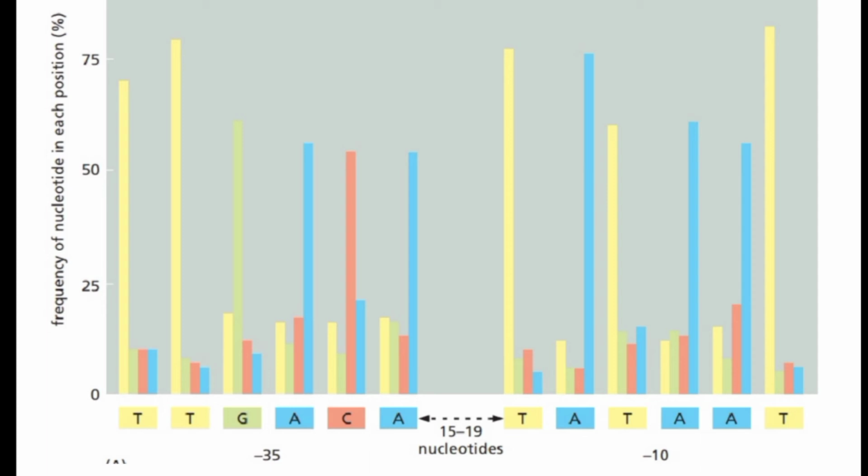On the basis of a comparison of 300 promoters, the frequencies of the four nucleotides at each position in the -35 and -10 hexamer are given. The consensus sequence, shown in the graph, reflects the most common nucleotide found at each position in the collection of promoters. The sequence of nucleotides between the -35 and -10 hexamer shows no significant similarities among promoters.